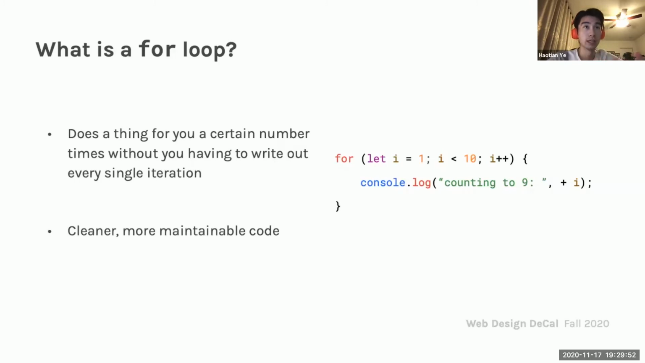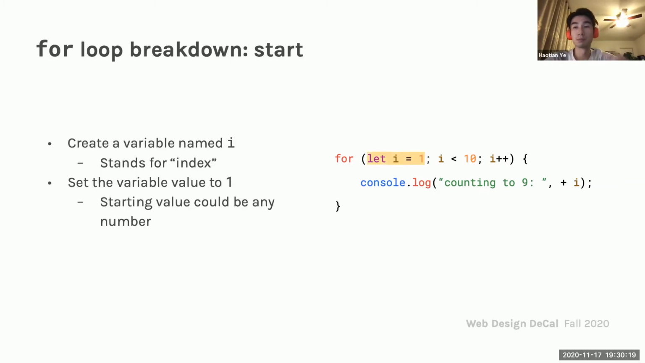So again, it does a certain thing for you a certain number of times without you having to write every single iteration out. And it's way cleaner, more maintainable code. And this is the syntax that looks like it. We'll go through every step, but what this basically does is run this console.log line 9 times, so we don't have to write this line 9 times.